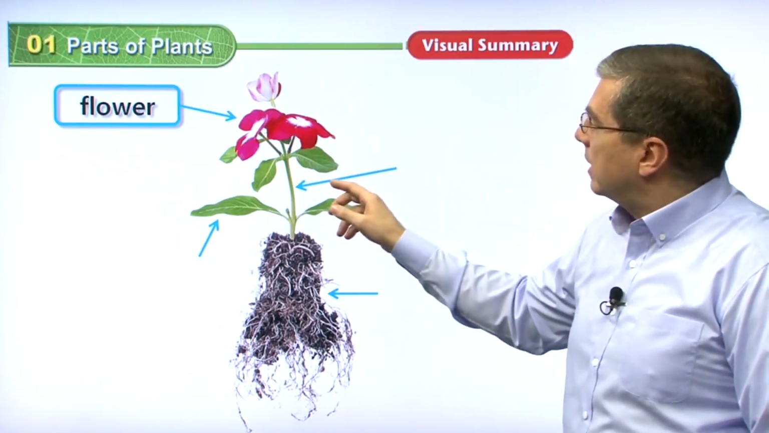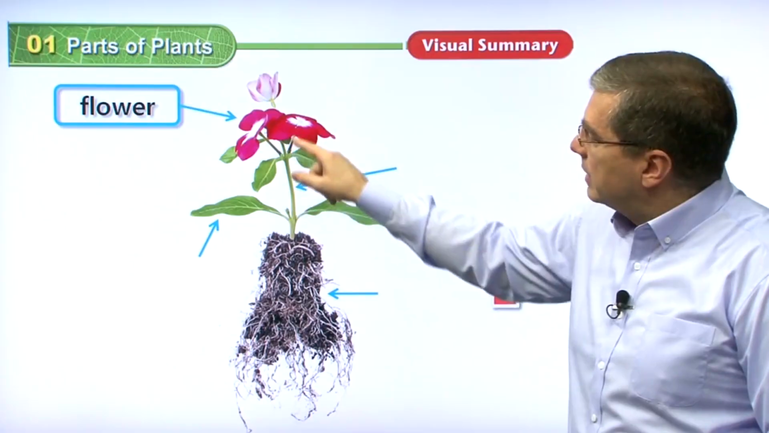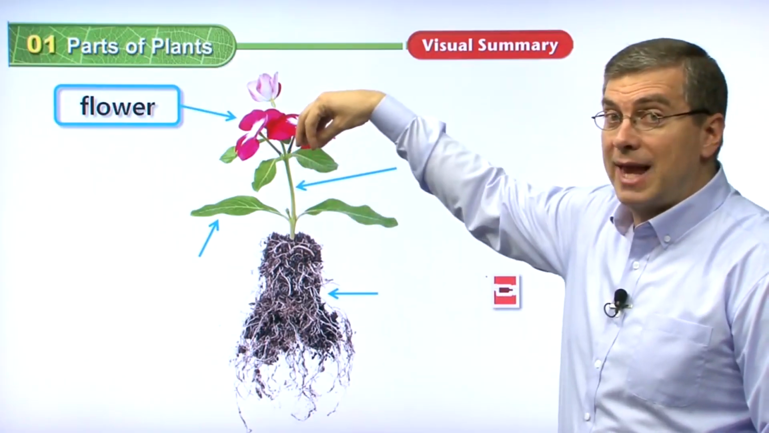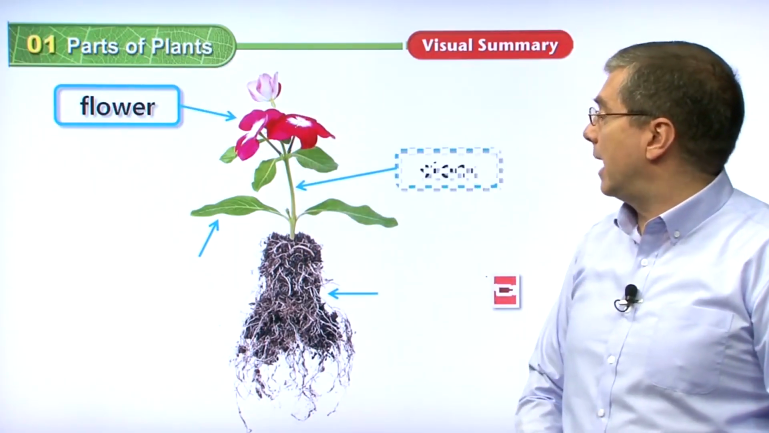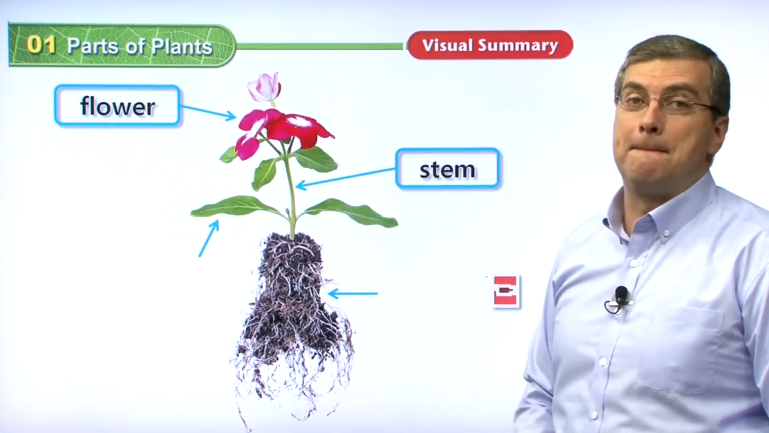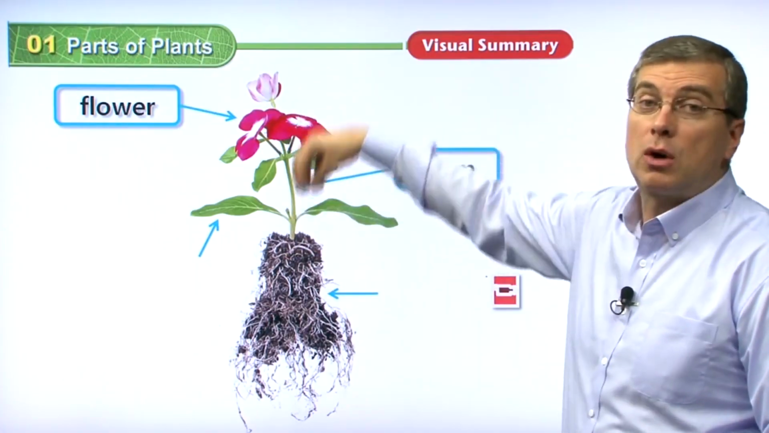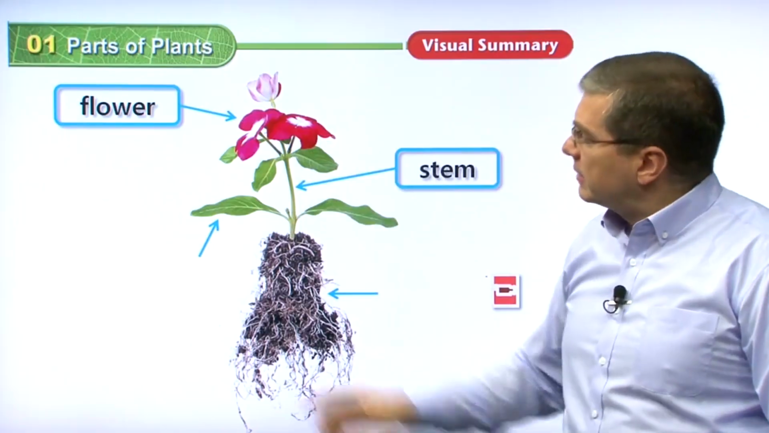Okay, so let's move on here. What would this part be here? This is the part that holds up the plant. Okay, what do we call that? We call that the stem. Okay, this is the part that supports the rest of the plant. Now let's move on here.